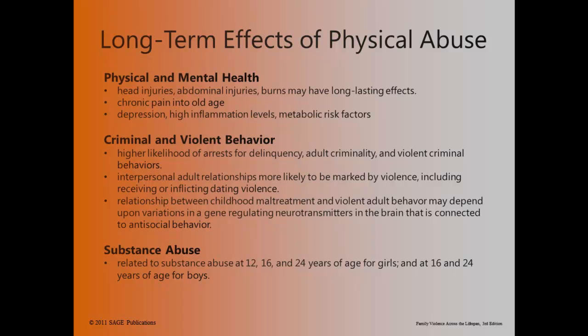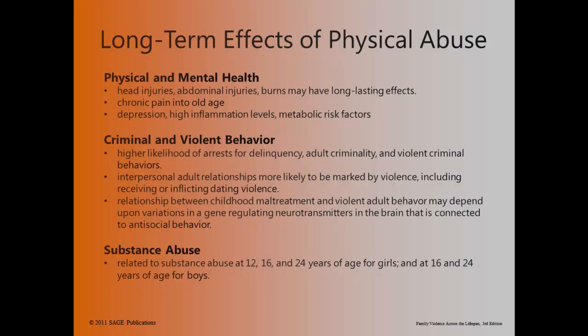The textbook goes into some discussions about the long-term effects of physical abuse, and I just want to touch on what some of those are here. First of all, the physical and mental health effects of abuse, obviously including things like head injuries and abdominal injuries and burns, sometimes have very long-lasting effects. Kids that are hit on the head or punched in the abdomen, and yes, that does happen. Parents do that to their children. Sometimes they can injure them in ways that last throughout their lives.